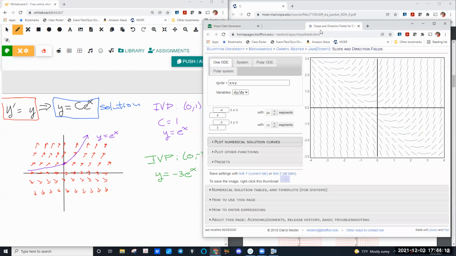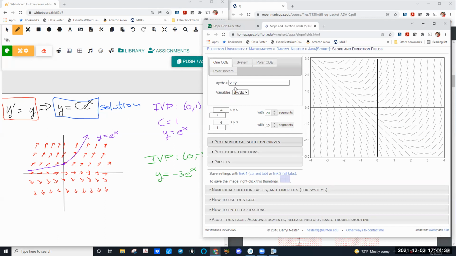Just for kicks, here's another slope field calculator. This is one that I found online. Again, there's so many of them. And for our purposes, we're just going to be using one ODE. ODE stands for ordinary differential equation. That's all we're going to touch on today. We're not going to do polar. We're not going to do systems. For those of you who go on to differential equations, that's what you'll see.